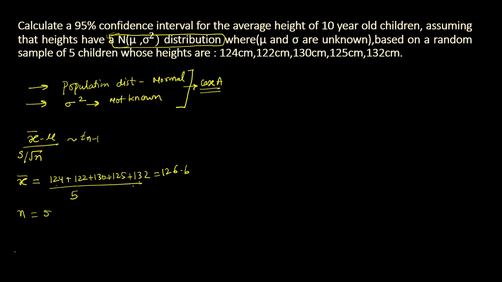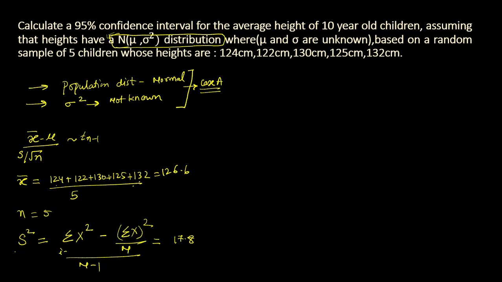And how would we derive our sample variance? You know the formula. Sample variance is summation of x square minus summation of x whole square divided by the number of samples, all divided by n minus 1. If you solve this, this would come out to be 17.8.